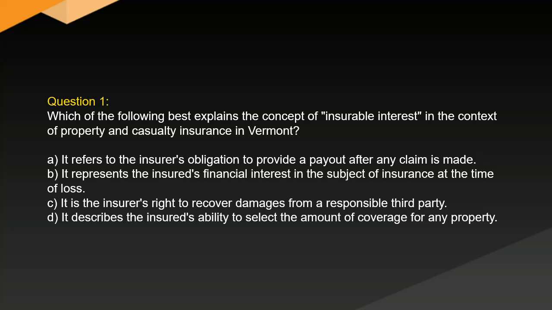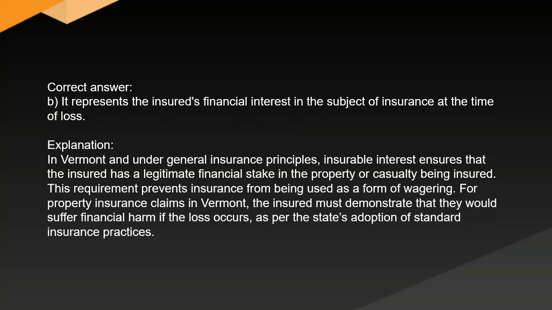C. It is the insurer's right to recover damages from a responsible third party. D. It describes the insured's ability to select the amount of coverage for any property. Correct answer. B. It represents the insured's financial interest in the subject of insurance at the time of loss.